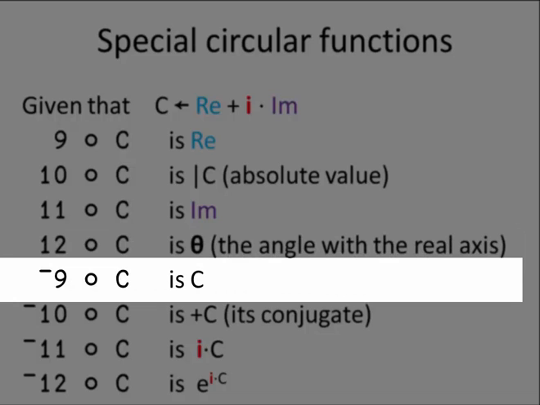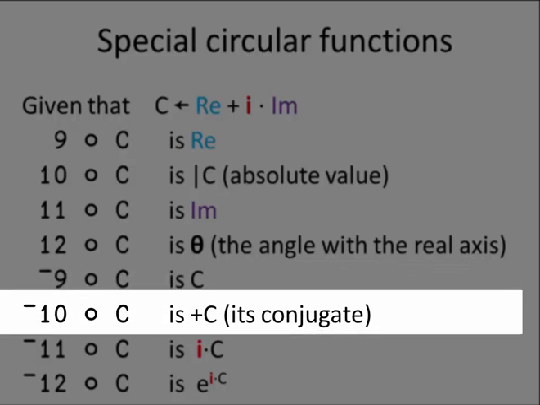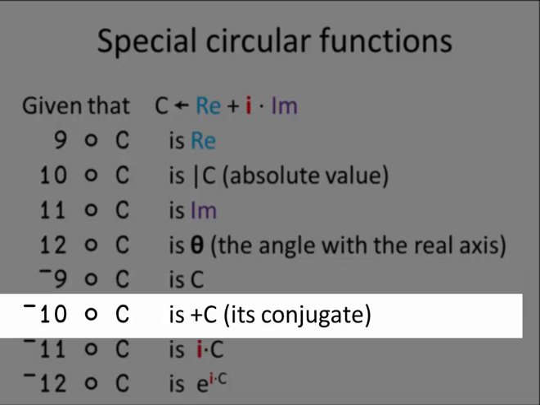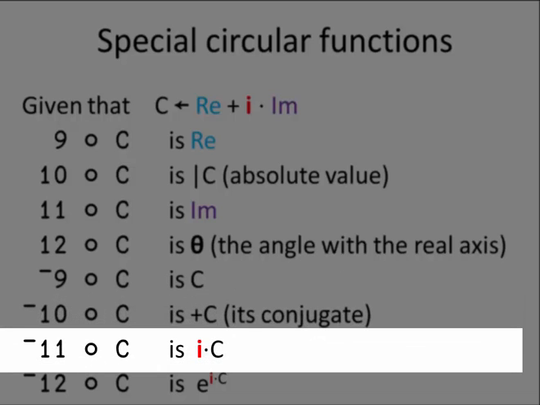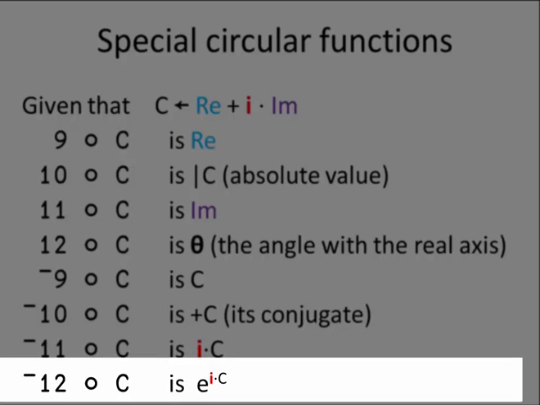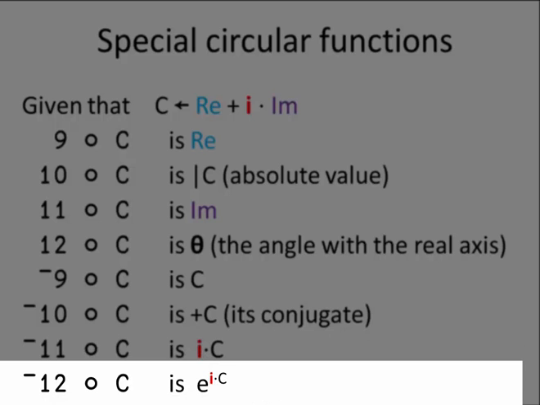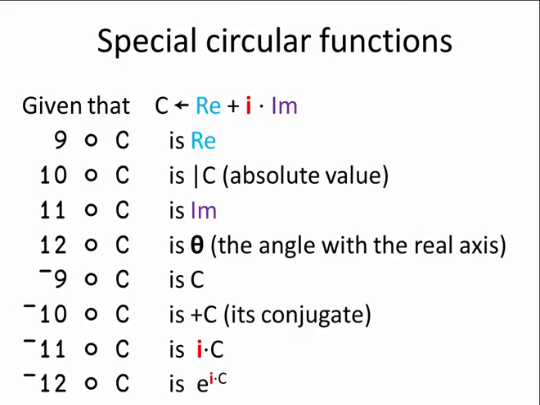The minus 9 circle function gives you the number itself. The minus 10 circle function gives you its conjugate. The minus 11 circular function gives you the number times I. And the minus 12 circular function gives you e exponent, your number times I. Let's see a couple of them in action in APL.